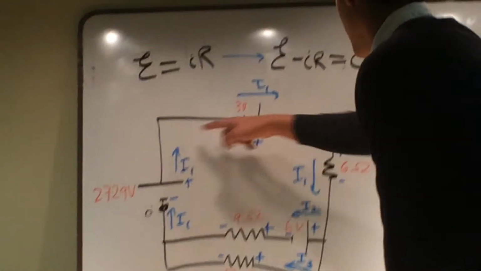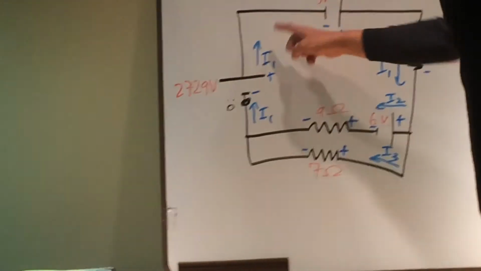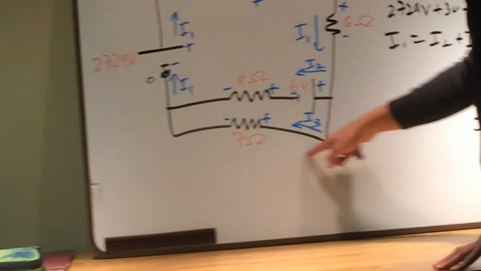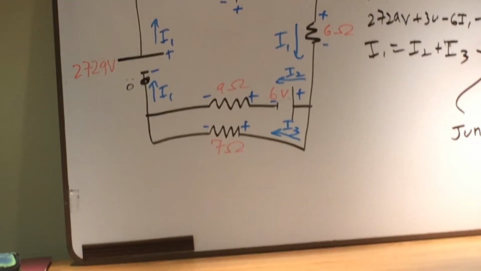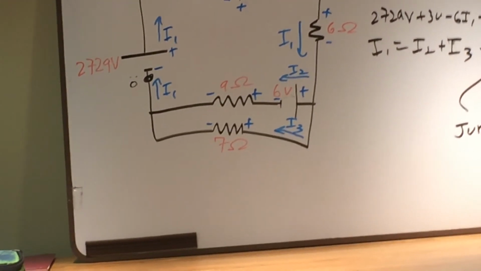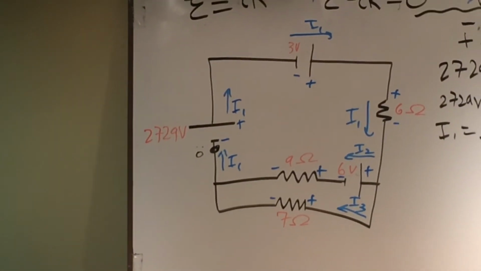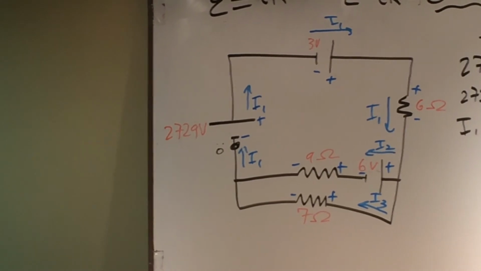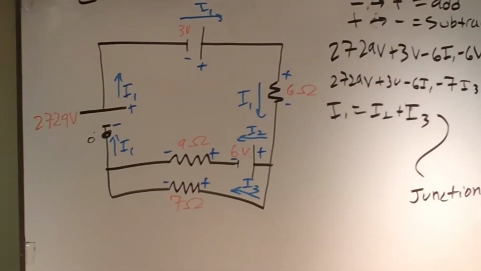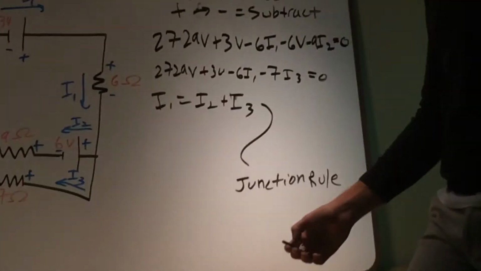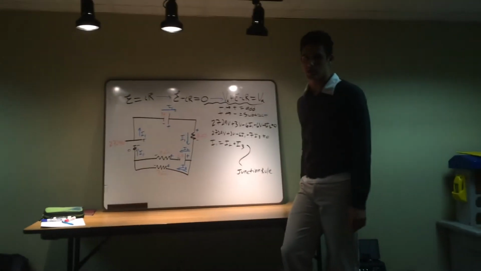Now going around the second loop, I have to start here again. Again, 2729 volts, 3 volts, minus 6 I1 over here. It's all the same until I get down here and make this turn, where I have to subtract 7 ohms times I3, and then I come back to 0. Now, in these equations, we have two unknowns, I2 and I3. Using the junction rule that I just explained, I1 equals I2 plus I3, you can use algebra to solve for your two unknowns to get the answer.